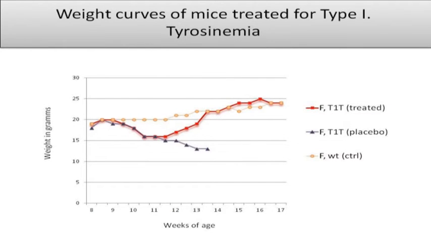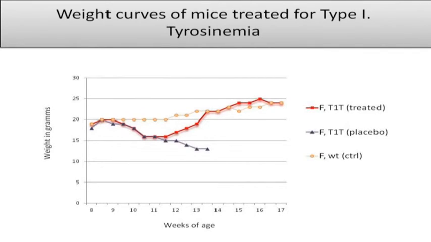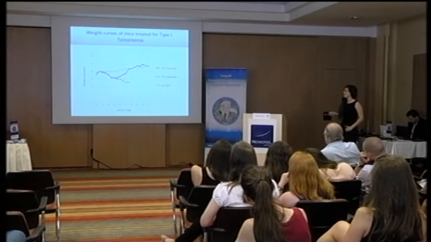The weight curve shows that the placebo-treated animals without the NTBC die within 5 weeks after continuous weight loss, while the treated animals, after an early period of losing weight, start to show the liver regeneration process, and their weight is progressively growing.